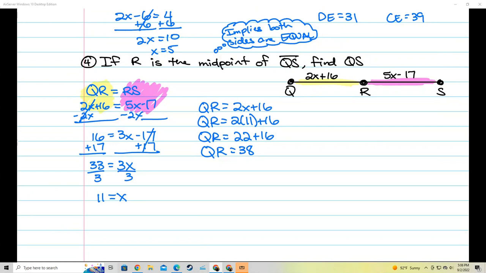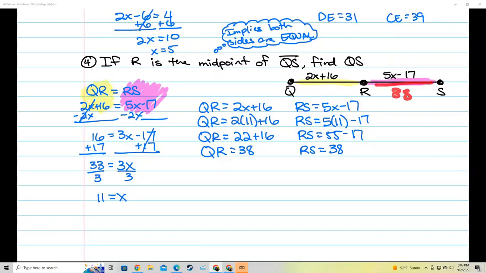Okay. So RS is equal to, in this case, they told me RS is 5x minus 17. That means RS must be equal to 5 times, again, remember that we know that x is 11. So I'm going to replace it with the number 11, minus 17. RS is equal to 55 minus 17. That means RS must be equal to 38. This section is 38. But this section was 38. Guys, that's not a mistake.